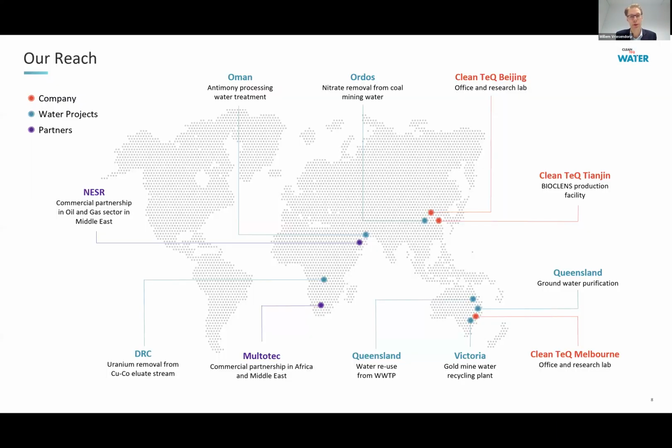Our footprint then, so we're looking to promote, or we are promoting our solutions across the world in the areas and in the sectors where they apply the best. We have an office, our head office is in Melbourne. We also have an office in Beijing. We produce the biocleanses I mentioned earlier in our own factory in Tianjin. And then we're working with partners. So we have a number of partners we work with around the world.